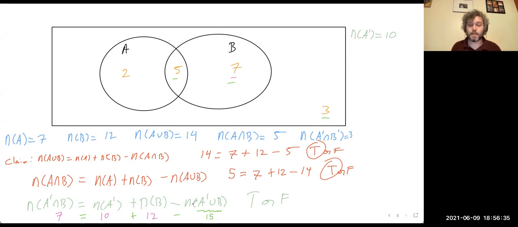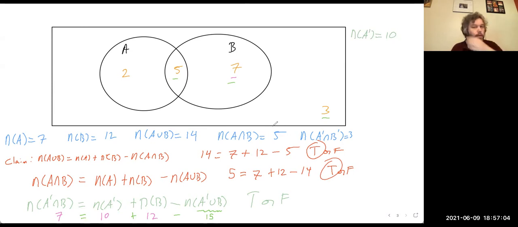So I'm taking the 15 out. Otherwise, I would be overcounting because for the A complement, I have 7 and 3. For B, I have 7 and 5. And then I need to take away this. So I need to take away 5, 7, and 3. Otherwise, I'm overcounting. So that's why we take it away. So something to think about.